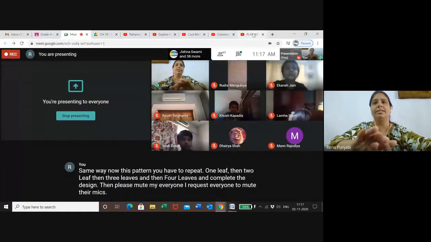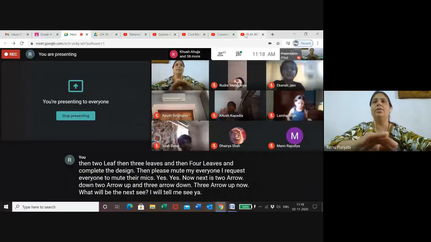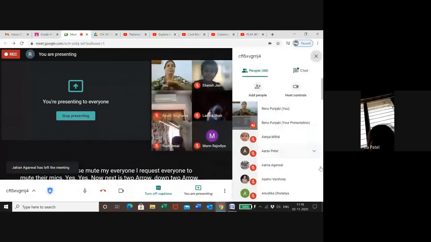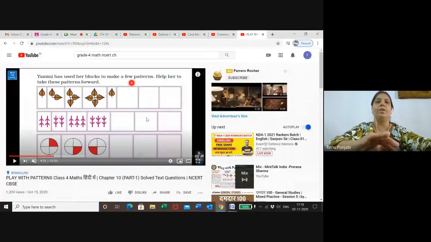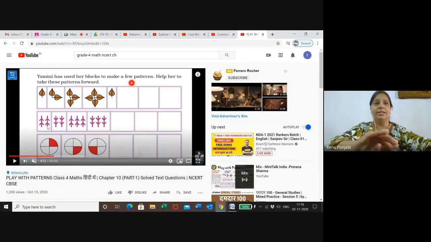Now next is 2 arrow down, 2 arrow up, then 3 arrow down, 3 arrow up. Now what will be the next? Sia will tell me. Sia, tell me, what will be the next pattern? Ma'am, it will be 2 leaves. See, in the second one: 2 down, 2 up, 3 down, 3 up.